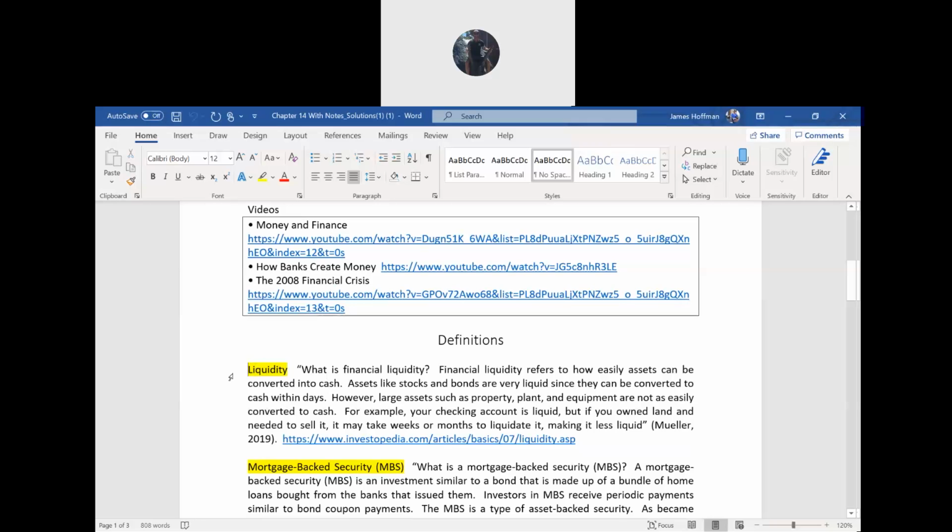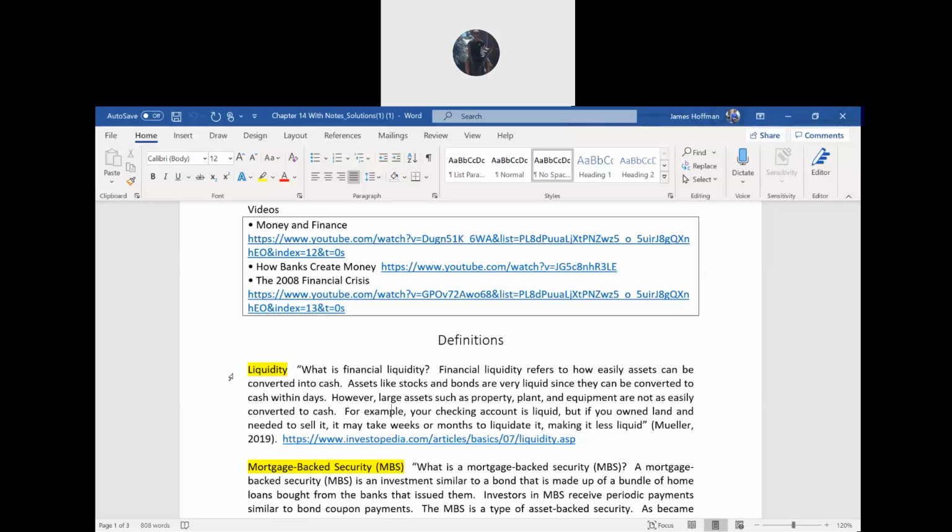Liquidity is basically how quickly you can convert an asset into cash, how liquid it is. Financial liquidity is how easily some financial asset or property can be converted to cash. The faster you can convert it into cash, the more liquid. Stocks and bonds are pretty liquid because you can sell them on an exchange, and now you can do it online. But things like property, plants, equipment, or houses can take months to sell through an agent, so they are less liquid.